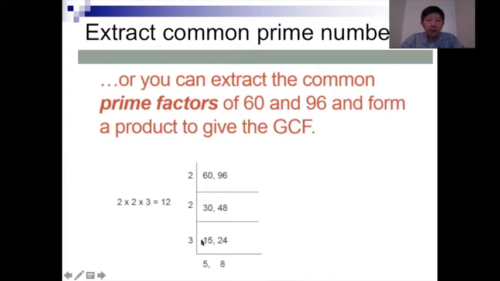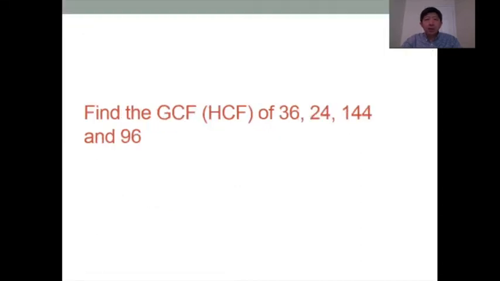And then next, we cannot divide by 2, but we can divide by 3, a prime number. So we take 15 divided by 3, we get 5. We take 24 divided by 3, we get 8. So in order to find the GCF, we take 2 times 2 times 3, and therefore we get 12. I think this is the method most German classrooms use, and this is a way you can find the GCF more easily.